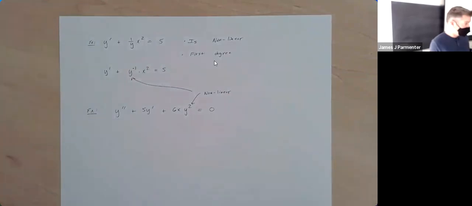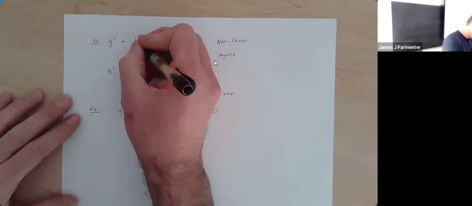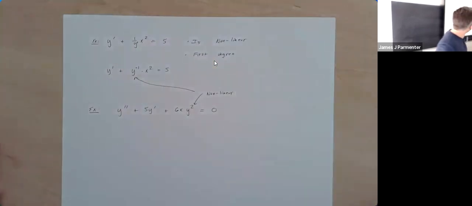Y to the first, but specifically y to the first in the numerator, right? That's why I was trying to trick you here, because technically you have a y to the first right there, but it's in the denominator, so it's really y to the negative first. So I guess if we wanted to write out words, we could say to be linear, you have to have each y and each derivative of y raised to the first power.